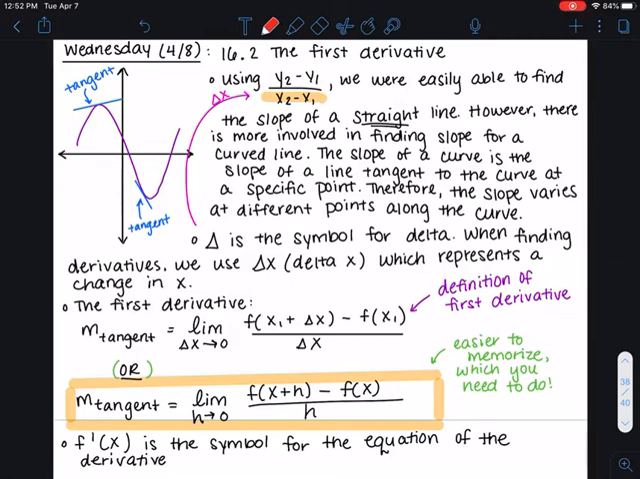So today we are going to be learning about the first derivative, which is section 16.2 in your textbooks, in case you need to look it up. It's also on page 310 if that helps.